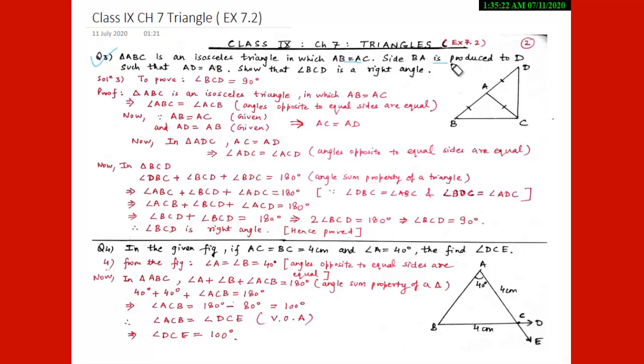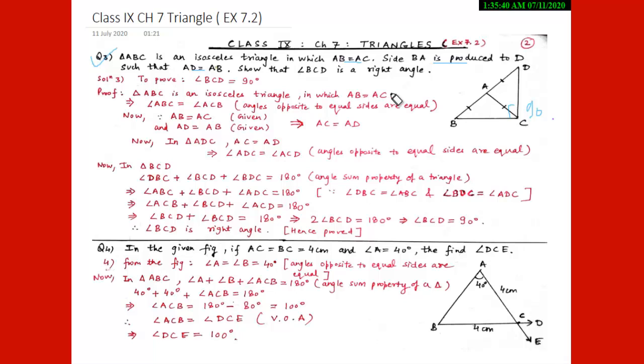Side BA is produced to D such that AD is equal to AB. So student, in this question we have to show that angle BCD is a right angle. That means angle BCD is equal to 90 degrees. So in this question we will start our solution by taking the given conditions.